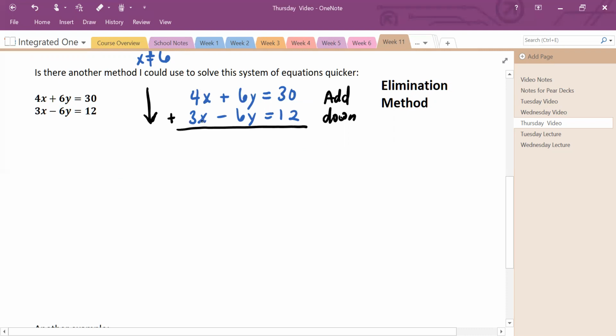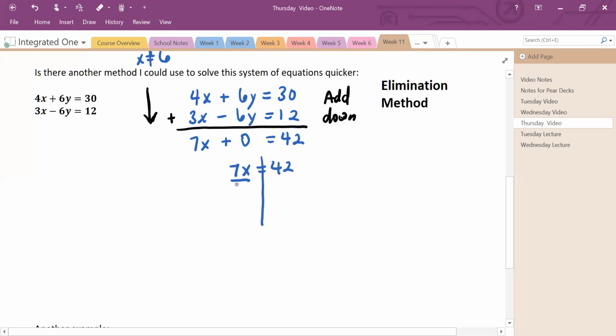So let's add down. What is 4x plus 3x? 7x. What is 6y minus 6y? That's 0. And what is 30 plus 12? 42. So now we've just eliminated the y's. The y's went to 0. So I'm going to rewrite this down here. 7x is equal to 42.